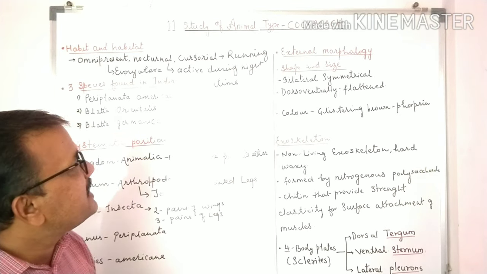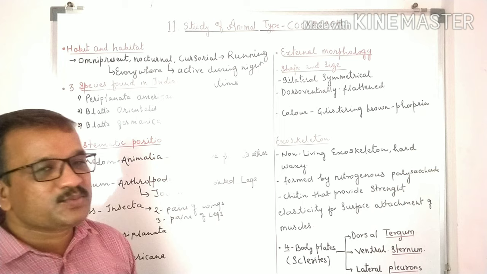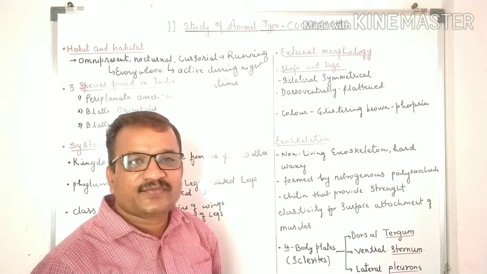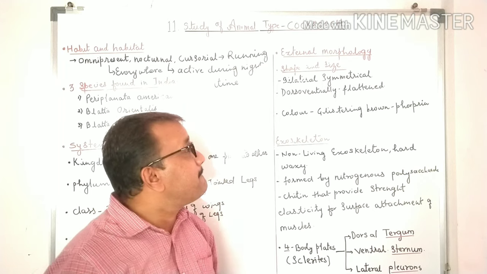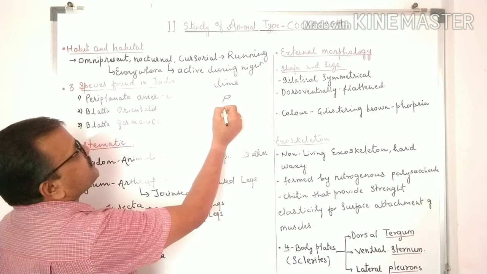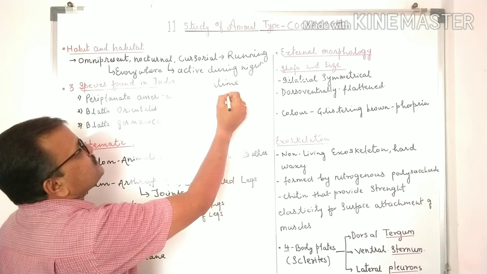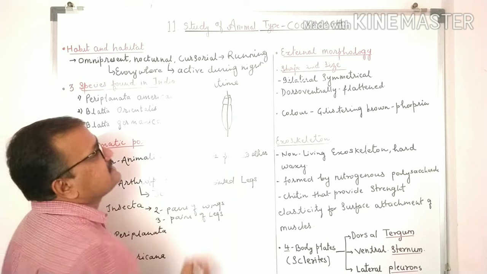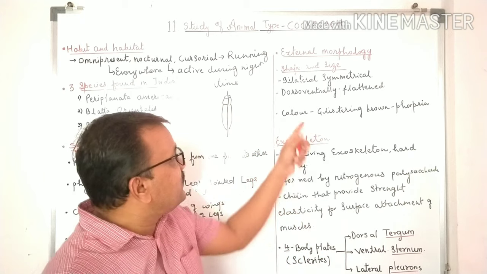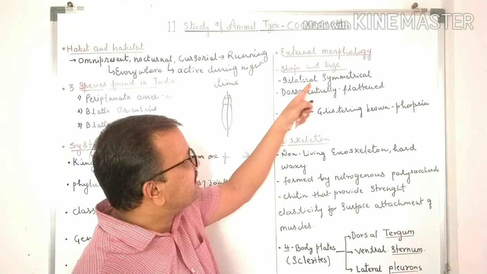After that we are going to see the external morphology of cockroach. If you see the cockroach, you must have seen the cockroach, how is the shape of the cockroach? It is bilateral symmetrical. If I draw the structure of cockroach, you will come to know that we can divide the body of cockroach into two equal parts. So it is called bilateral symmetry. The symmetry of cockroach is bilateral symmetry.